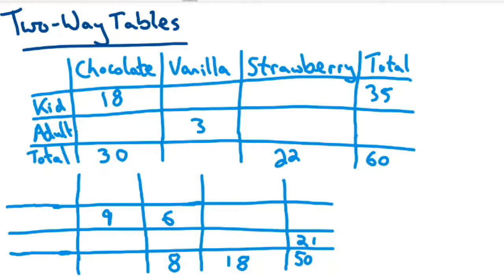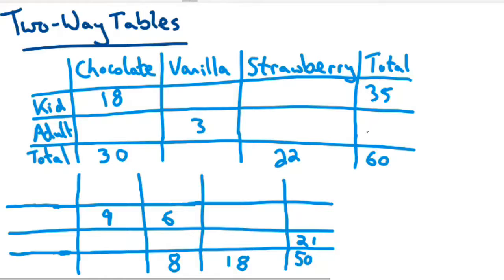As I say, sometimes, as you can see before you here, you may be given a half-complete table already, and you're asked first and foremost just to fill in that table. So here we've got that 18 kids like chocolate and 30 people in total like chocolate, that 3 adults like vanilla, 22 people like strawberry in total, 35 kids were asked this in total, and that 60 people were asked in total. Filling in the gaps, therefore, because everything has to equal the total in its row or column, so just in this end column here.